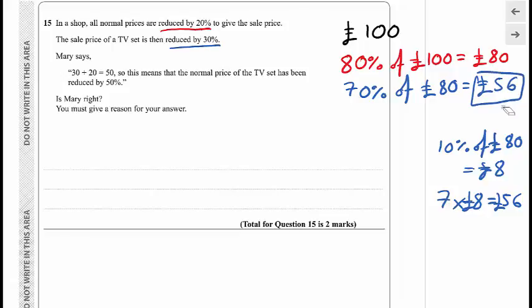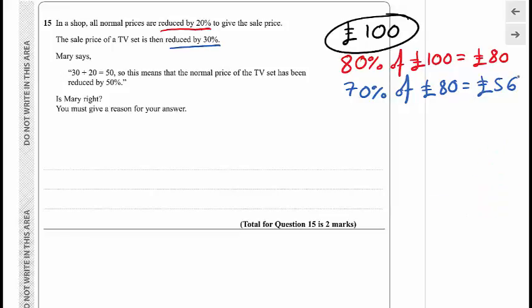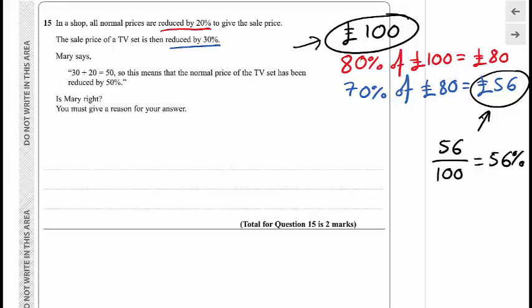So how much have I reduced it by? Well, I've started at 100, and then I've ended up at £56. If I start at 100 and I end up at £56, that's 56 out of my original £100, which of course is just 56%. But what does that 56% correspond to? Just be careful. It means that this £56 is 56% of my original price.